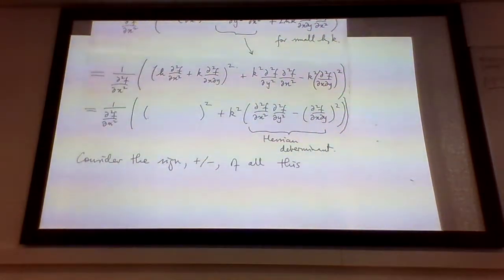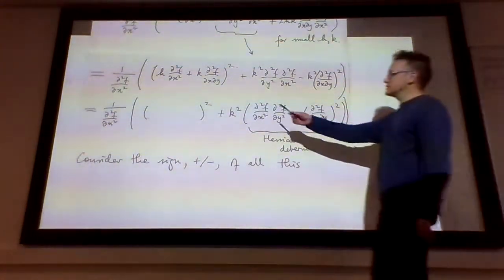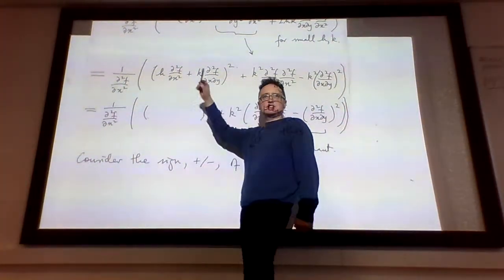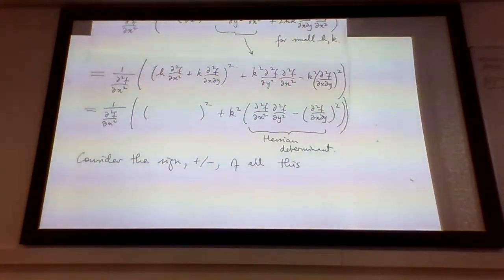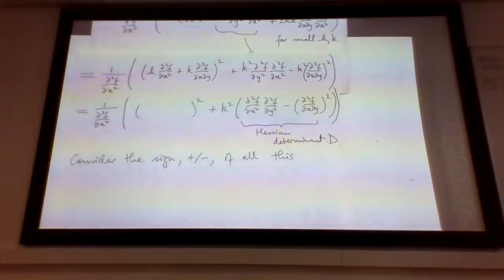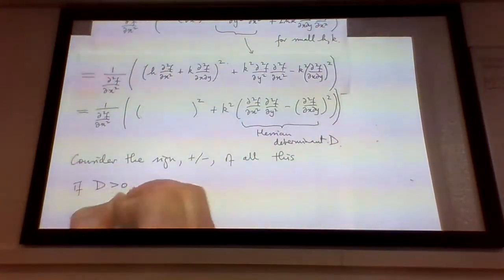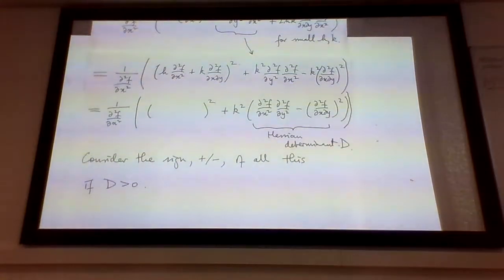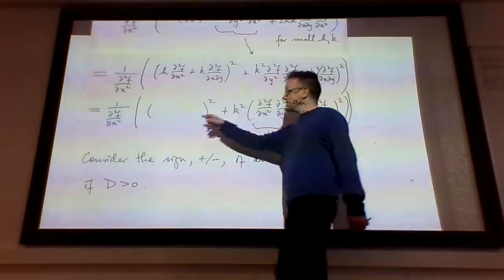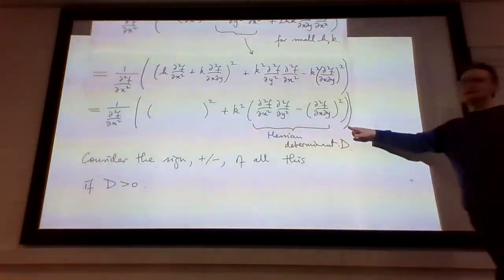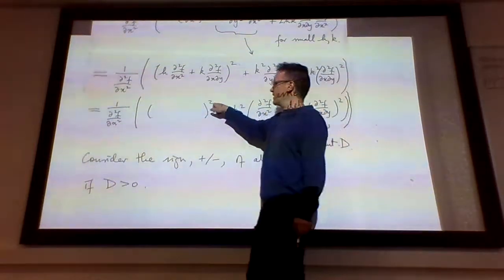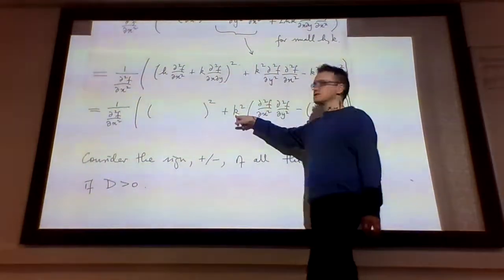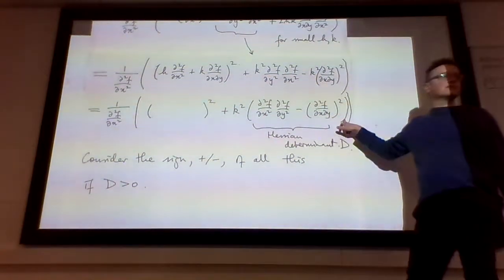So the simplest case, notice I haven't bothered to reproduce this inside the bracket because I'm not really interested in it now. I'm just interested in the fact it's a square. So squares are always non-negative, of course. So this is the Hessian determinant D. If D is positive, then inside the large bracket here, everything's positive, or non-negative at least, because you've got the square of something plus the square of something times something positive.